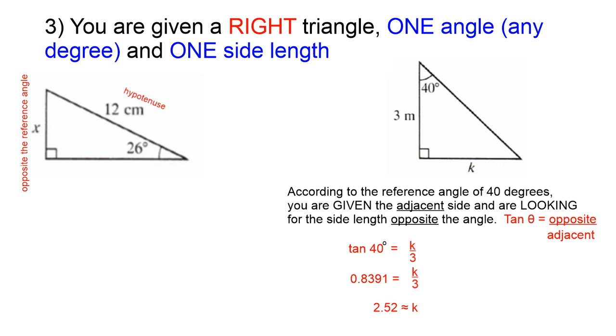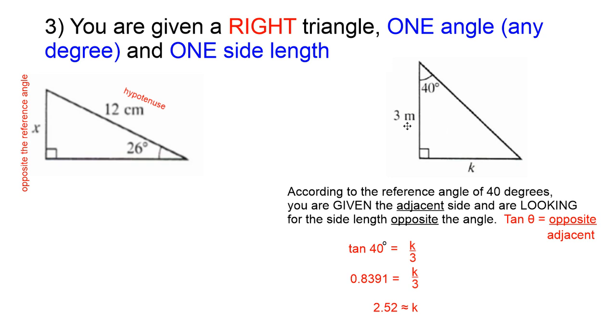In the next example, this is the same situation. Notice you're only given one angle, and it's not one of your special right triangles. You're only given one side, so you can't use the Pythagorean theorem. So you have to use your trig ratios.